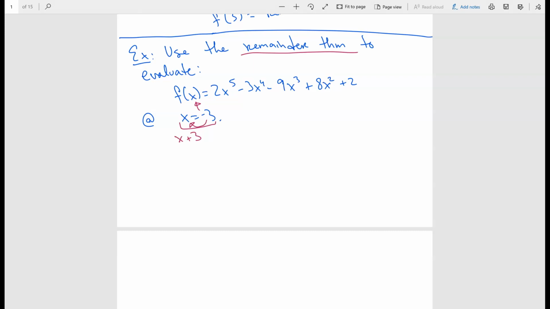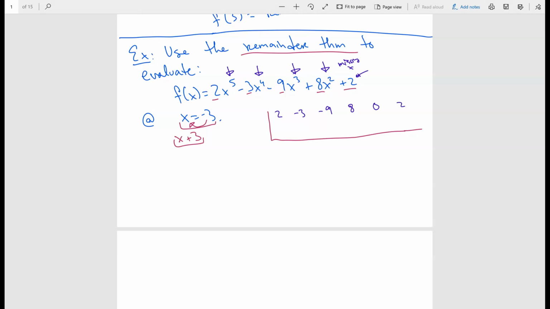Now you want to use either long or synthetic division. I'm going to use synthetic division since it's probably the most fresh in our mind. Remember, in order to do synthetic division, we look at all the coefficients. You have x to the 5th, x to the 4th, x cubed, x squared, and we're missing the x, and then we have this 2 there. So let's write down all of our coefficients: 2, -3, -9, 8. We're missing the x, so we write 0 as a placeholder, and then the 2.